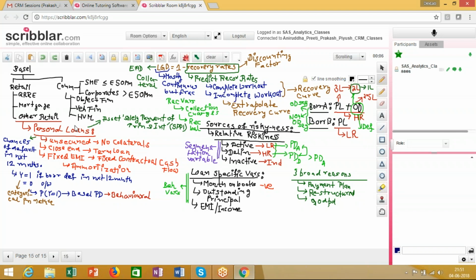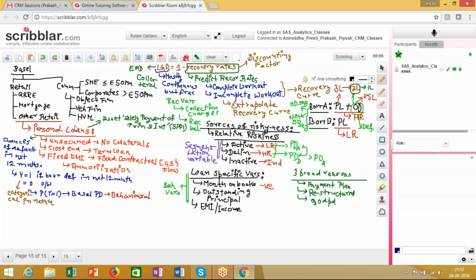In today's discussion, in the last class we had laid down the framework for the PD model, the LGD model, and the EAD model. Now in today's discussion, we'll take up each of these models in greater depth.